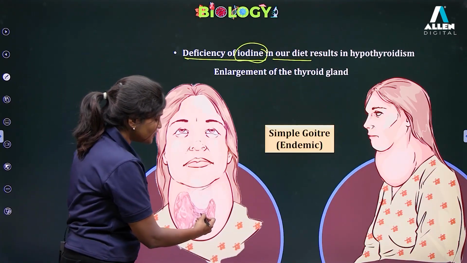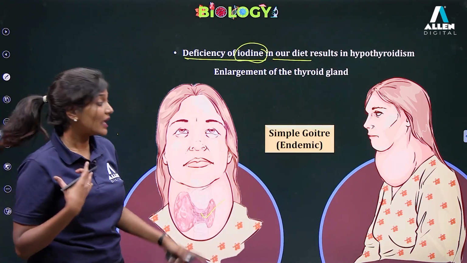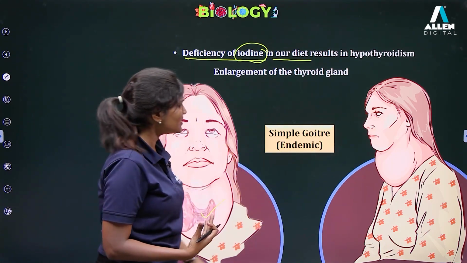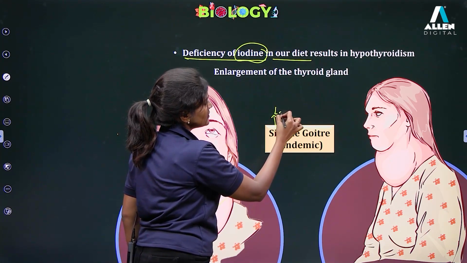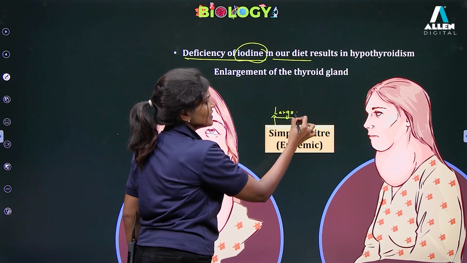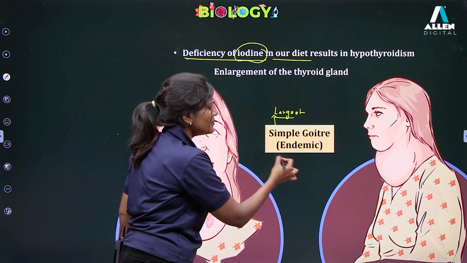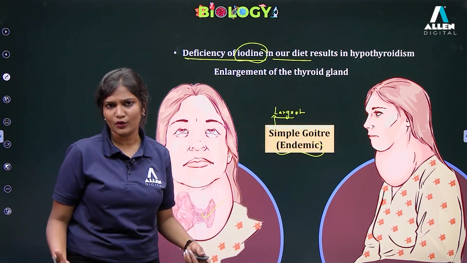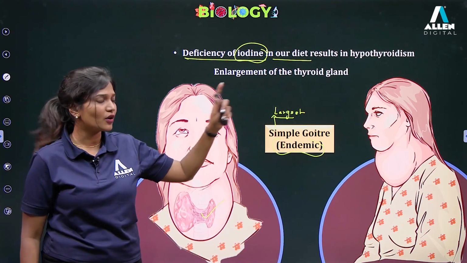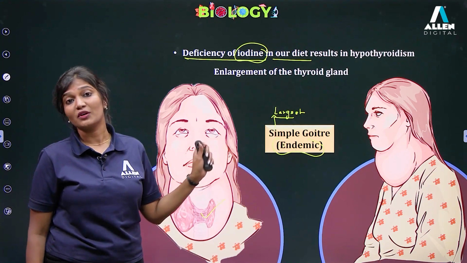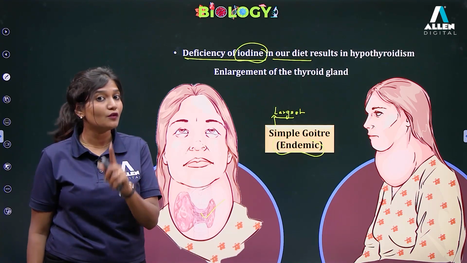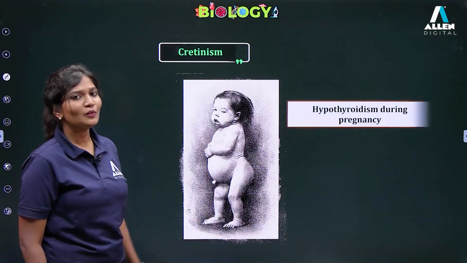So you can see this image. The thyroid gland enlarges more than normal. So you can see this is the largest enlargement that you can ever see, and it's endemic, most commonly seen in all the individuals. So remember, in hypothyroidism, we are talking about simple goiter, which is because of deficiency of iodine in your food or your diet. The second one is cretinism.